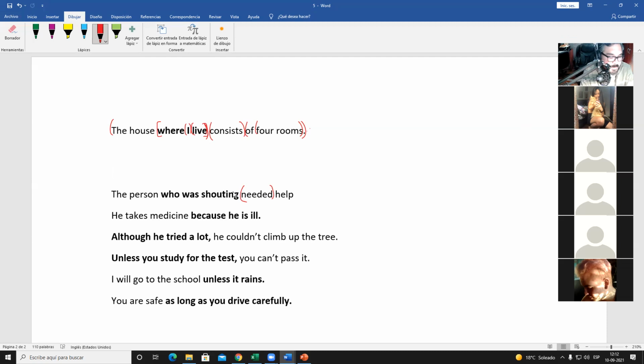The person who was shouting needed help, ahí está el verbo. He needed help, she needed help, entonces está el sujeto, que es una noun phrase. Aquí está la cláusula, who was shouting. Was shouting es el verbo, who, noun phrase subject. Que necesitan help. Noun phrase subject. Esta ya la habíamos hecho. Takes, he, que toma medicine. ¿Y por qué? Because, ahí está la cláusula. He is ill, ahí está el verbo. Ahí está el sujeto, objeto y estamos. La que vamos a hacer es la que está abajo.